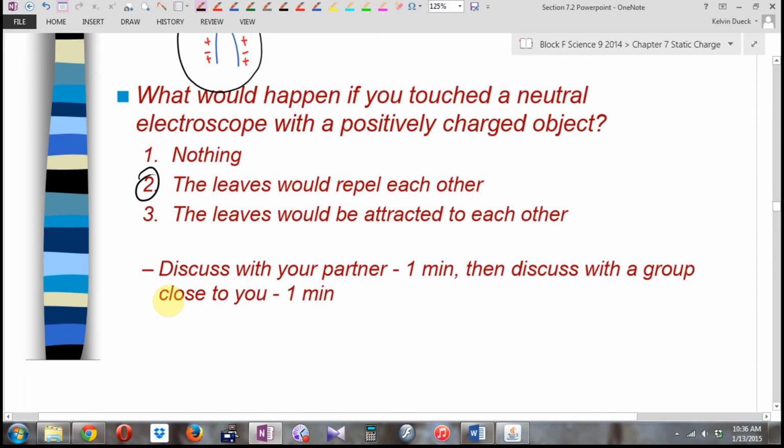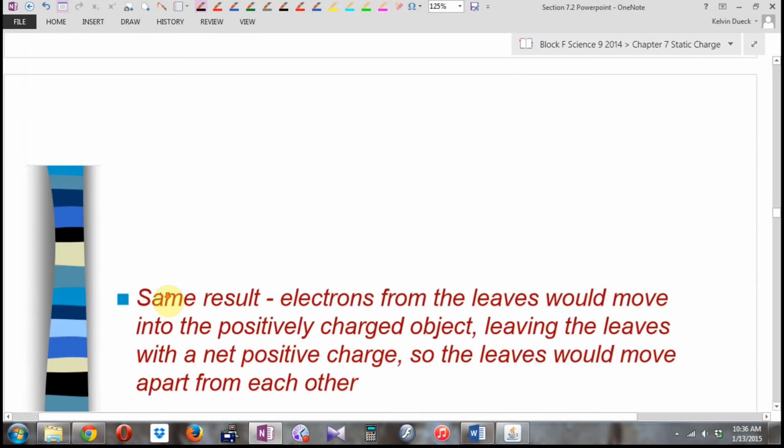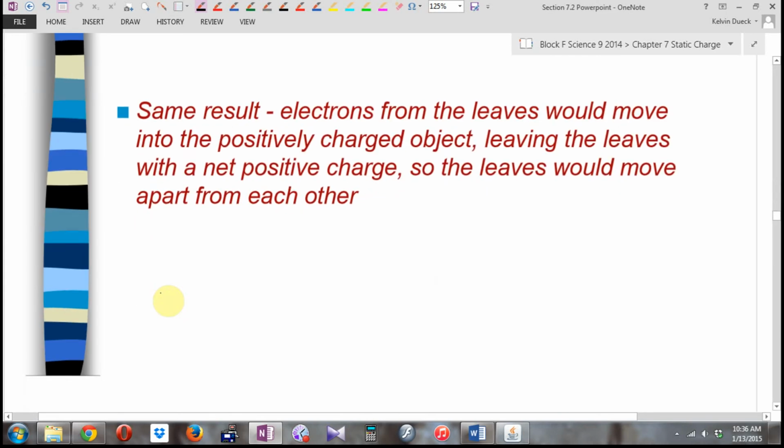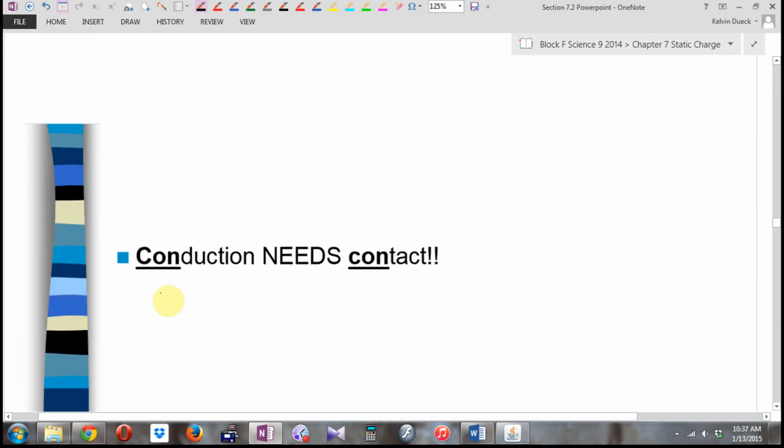So it says discuss with your partner, then discuss with the group. We just did. So same result. You don't need to write this down. But you do want to write down: conduction needs contact.